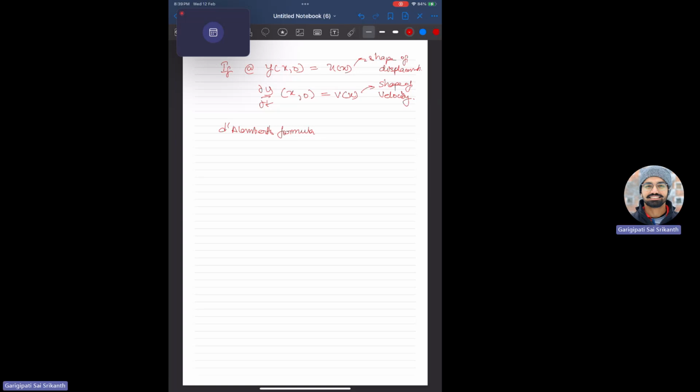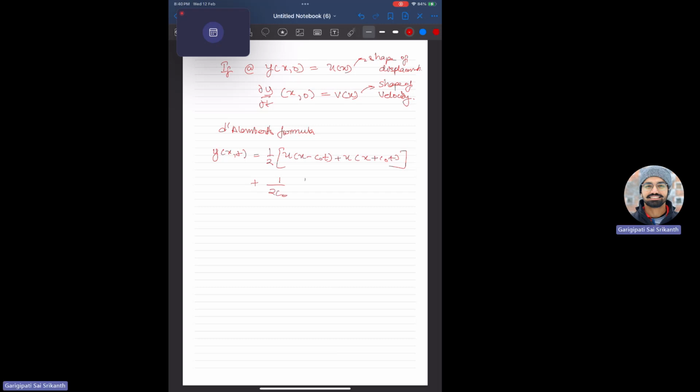So D'Alembert's formula: if you have initial conditions, then how do you find the solution? The solution is basically, you divide the initial shape into two parts, one that is going forward and one that is going backward, right? And then what happens to the initial velocity?